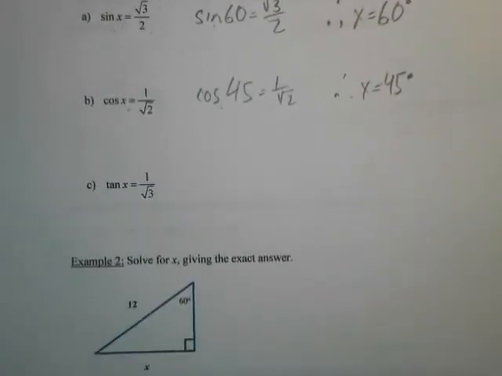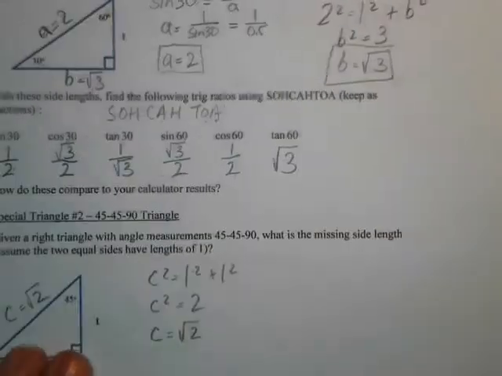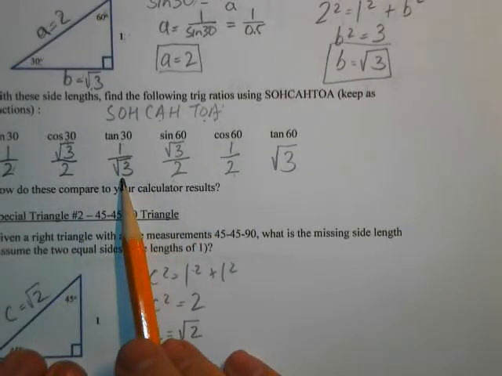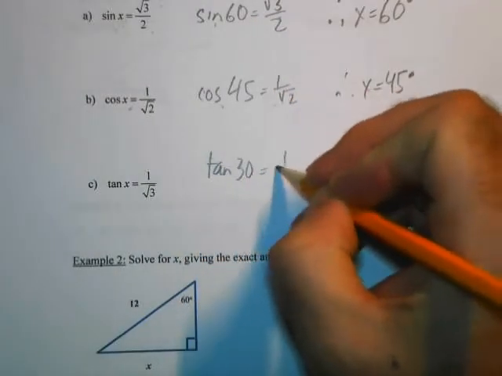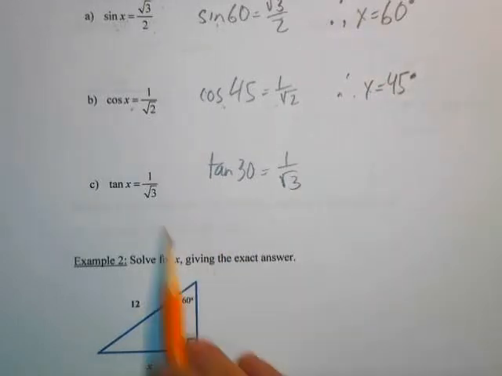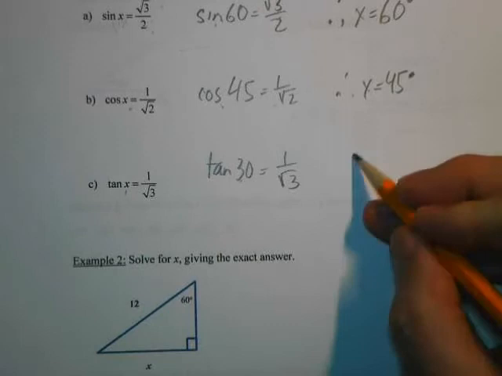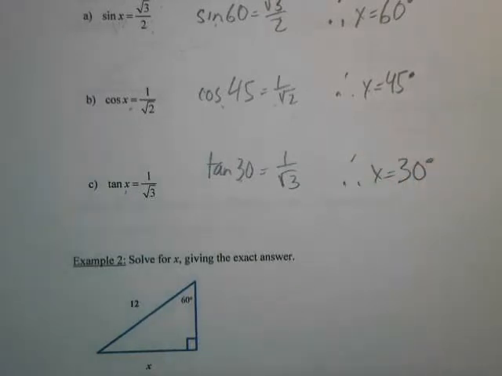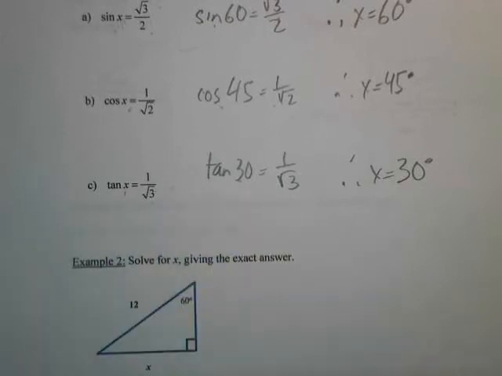Let's try one with tan. Tan x equals 1 over root 3. If we go back to our first triangle, we saw tan of 30 is 1 over root 3. So if I wrote that out, tan 30 equals 1 over root 3. This tells us that x must be equal to 30. So an angle of 30 degrees gives us a tan ratio of 1 over root 3.